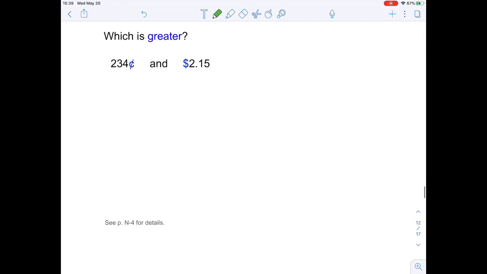Which is greater? Well, you often hear me say, let's compare apples to apples. Here we're comparing apples to oranges. We've got cents over here and we've got dollars over here. So we have to convert one so that they are both either cents or both either dollars. Either way works. So let's work with dollars. Gonna go 2 to the left. This is gonna become $2.34. And this is $2.15. Now it's clear that $2.34 is more.